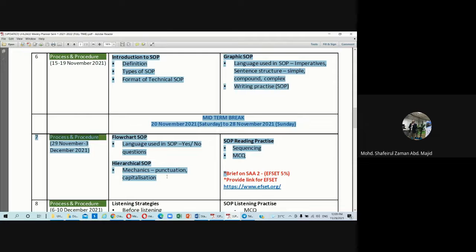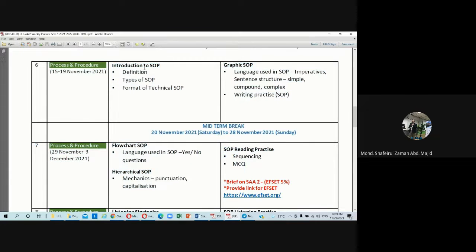So we are going to cover the introduction to SOP, looking at the definition of SOP, or standard operating procedure, what types of SOP that we have, and what will be the format of technical SOP. We are going to have a look at examples of graphical SOP, flowchart SOP, and also hierarchical SOP for today. So just bear with me, those who have just joined the session.